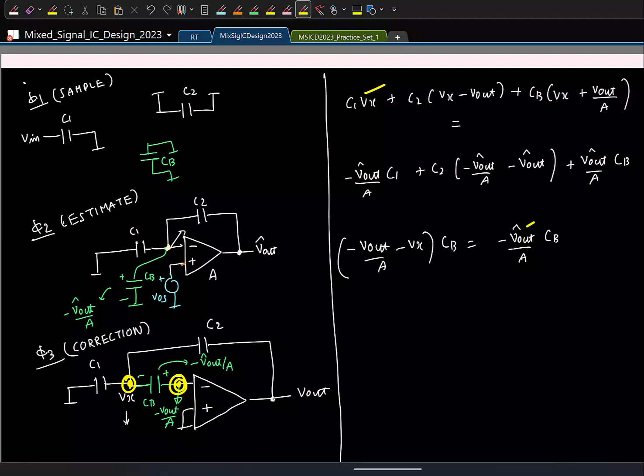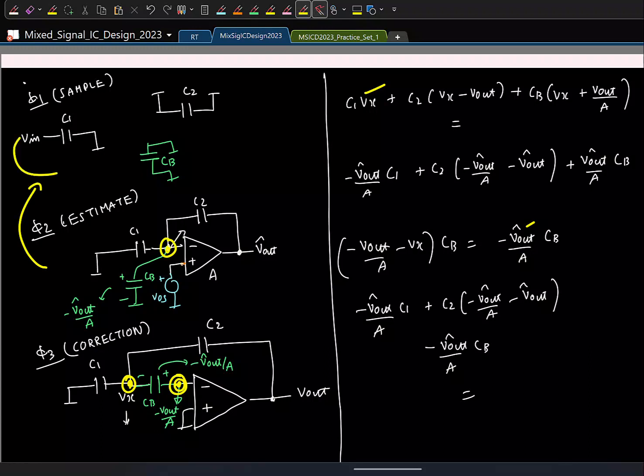And to find Vx also we need V out hat. V out hat is the voltage in which phase? V out hat is in the second phase. I'll have to apply charge conservation in the second phase circuit. Only one node is there. What do I get? We get minus V out hat by A into C1, for C2 it will be minus V out hat by A minus V out hat, and minus V out hat by A into CB. This will be equal to the charges stored in the previous phase, and except C1 all caps are reset, and we are looking at the charges stored in this plate, so minus C1 times Vin. That's all.